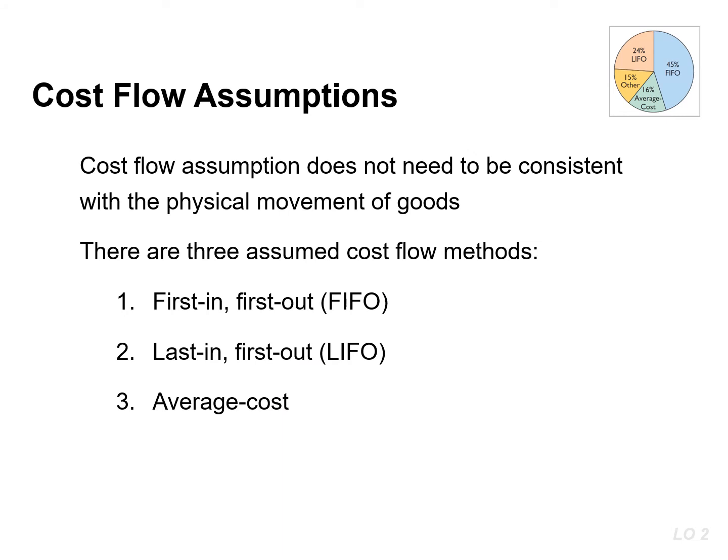Because specific identification is often impractical, companies select other cost flow methods. These methods differ from specific identification in that they assume certain cost flow assumptions. The assumptions bear no relation to the physical flow of goods. They are merely used to assign cost to inventory units. There are 3 assumed cost flow methods: first in, first out, referred to as FIFO. The second one is last in, first out, often referred to as LIFO. And the third, the final option, is average cost.